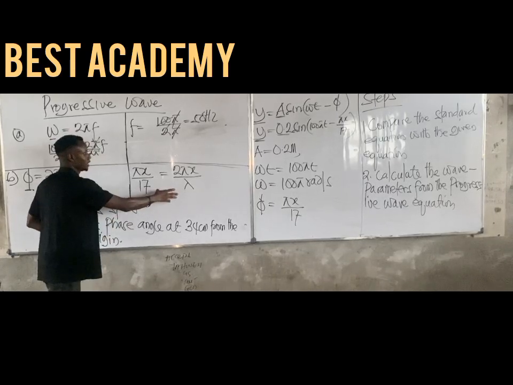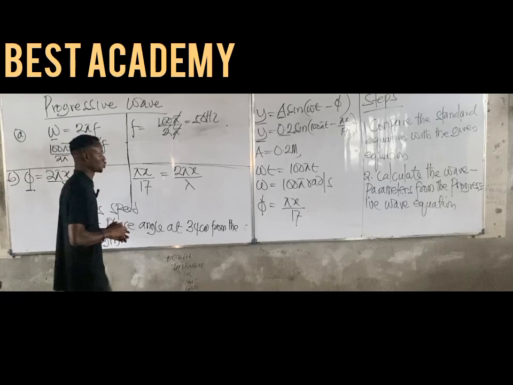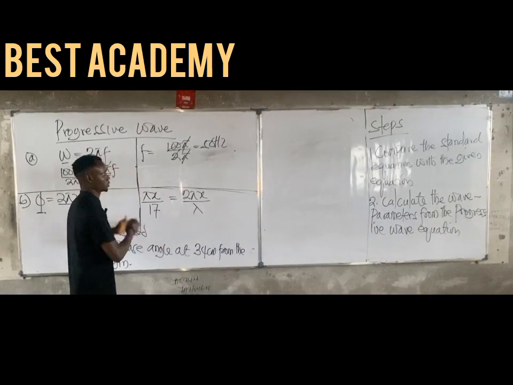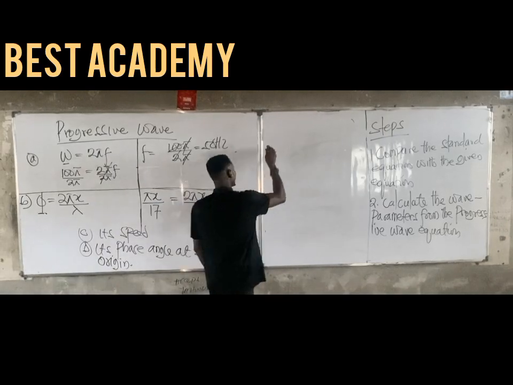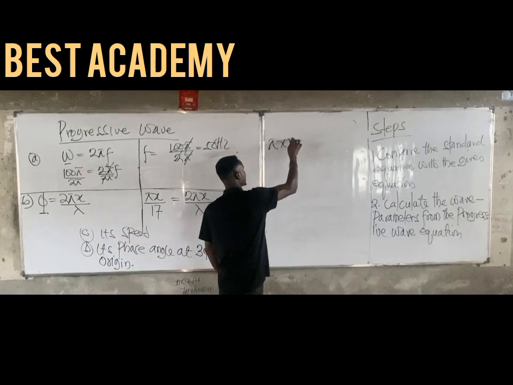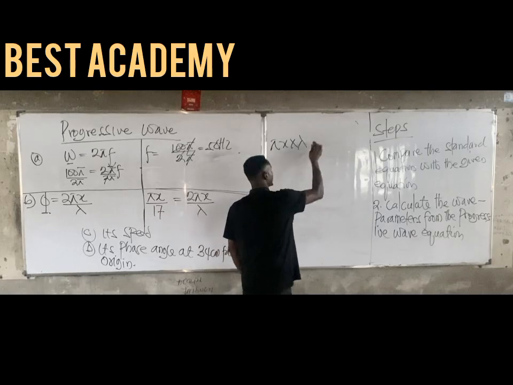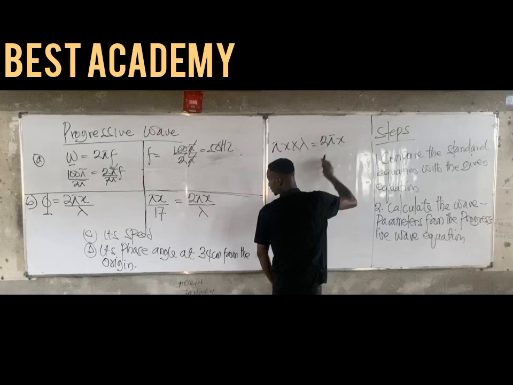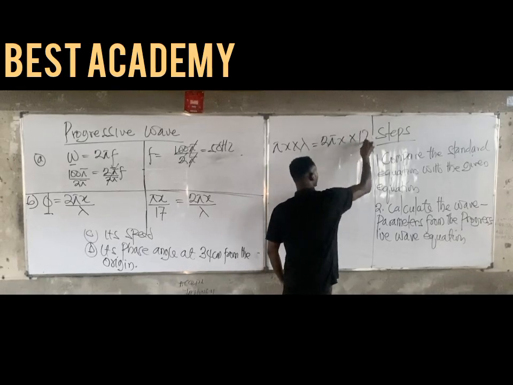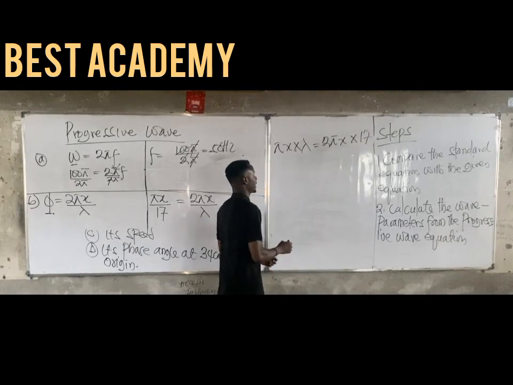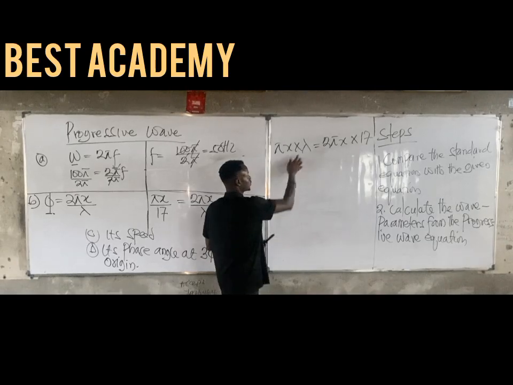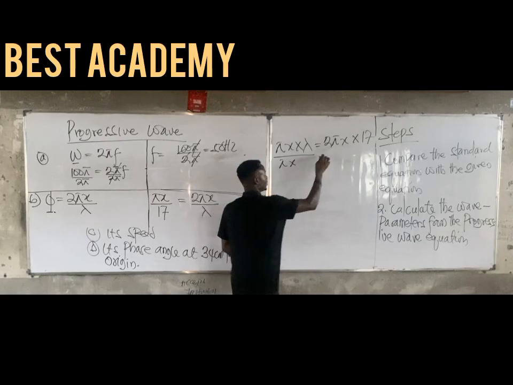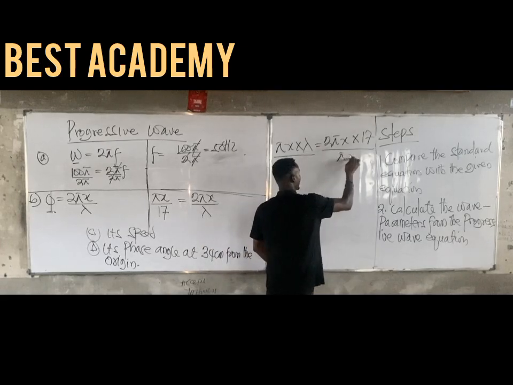Making this lambda the subject here, let's cross multiply. We are going to have pi x times lambda is equal to 2 pi x times 17. So let's find lambda. I'll divide both sides by what is attached to lambda here, pi x over pi x.